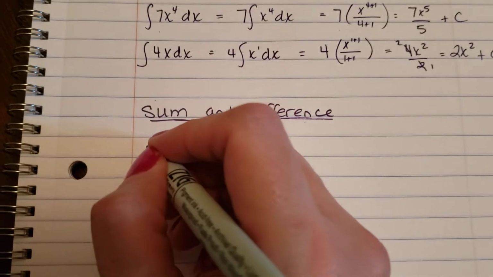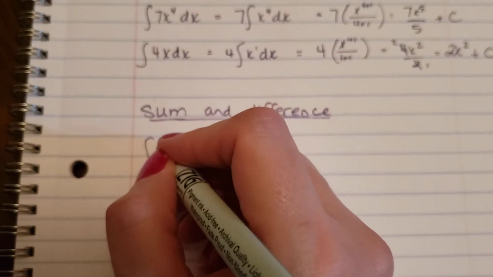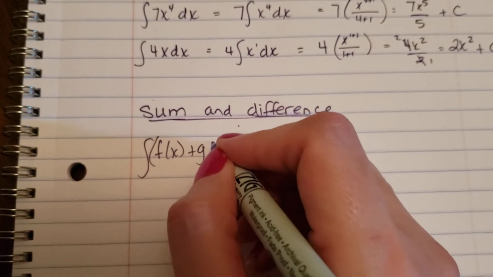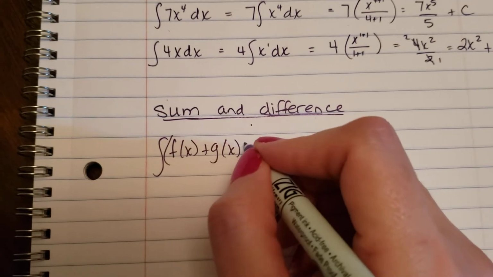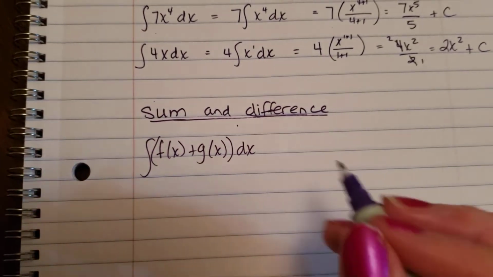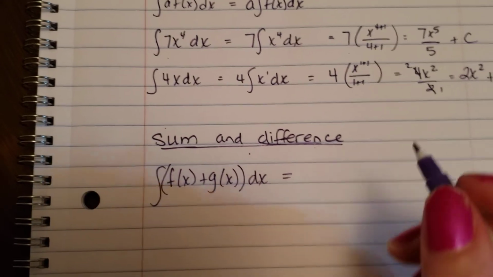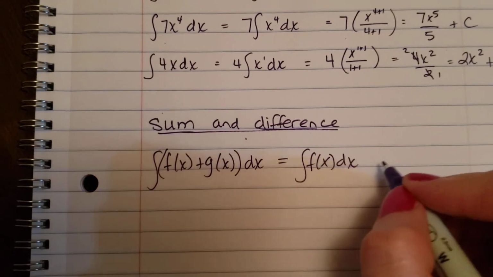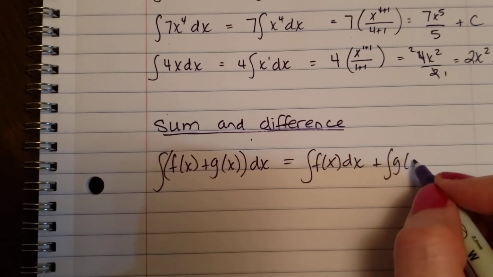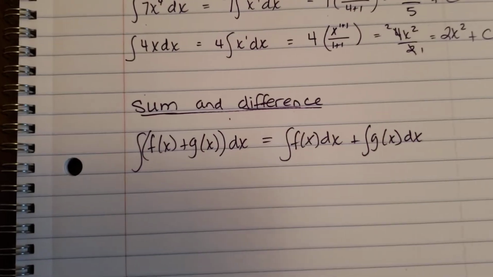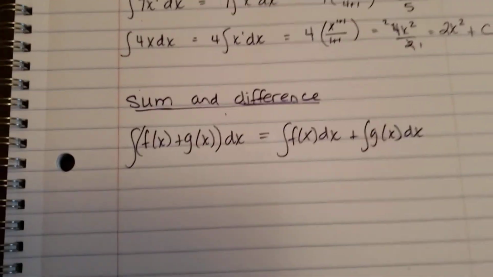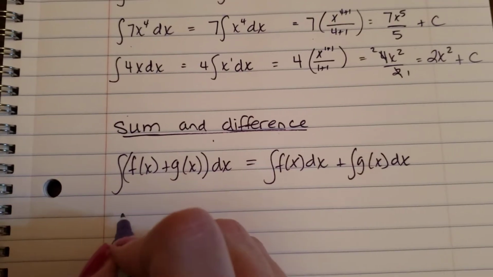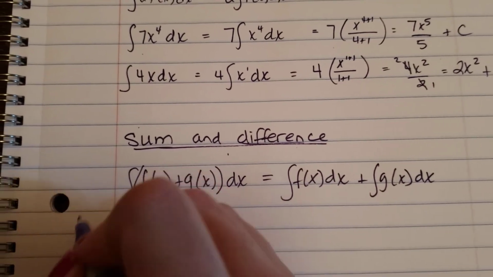So the sum rule says that if you wanted to take the integral of f of x plus g of x, another way you could write that would be the integral of f of x plus the integral of g of x. Okay, and that looks very complicated until you realize that what they mean is terms in a polynomial. So this is the sum.